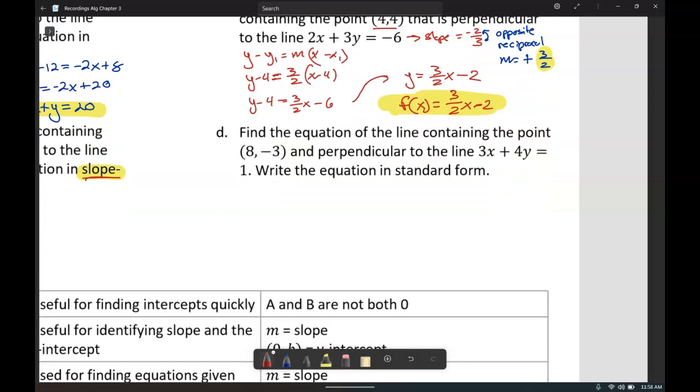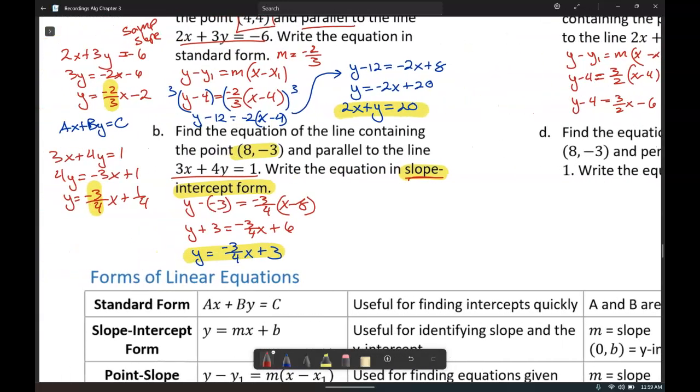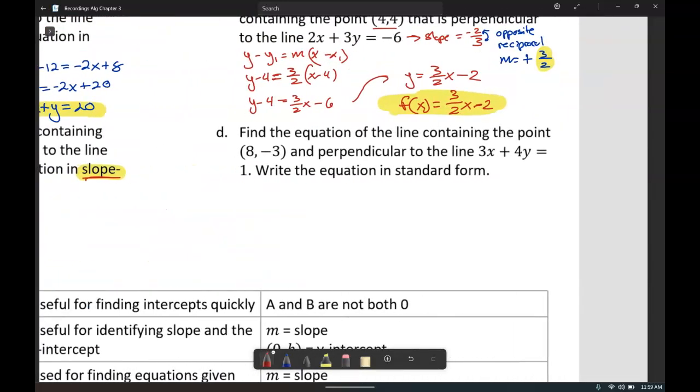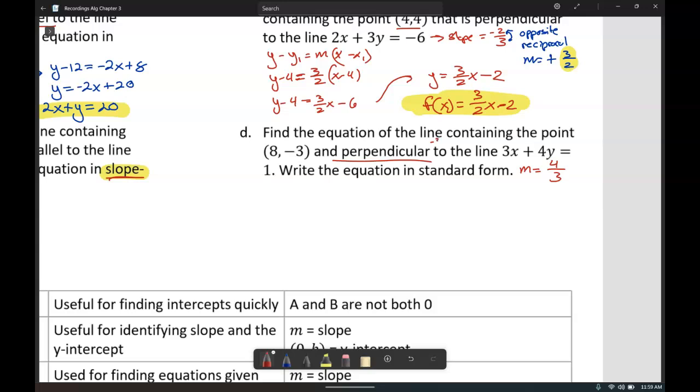And again, same thing with a perpendicular line. This is the same equation that we had for b, with the slope of -3/4. So the perpendicular slope will be positive 4/3. It's perpendicular to -3/4. y minus y1 equals m times x minus x1.